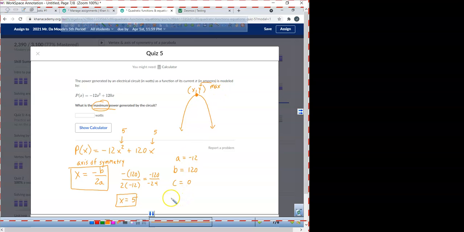So check this out. We're going to take negative 12. I'm going to open up a parentheses. I'm going to put 5. I'm going to square it plus 120 times 5. So if you guys would help me out here, do negative 12 times 25 plus 5 times 120, which is 600. So what is negative 12 times 25? Negative 12 times 25. Help me out. What you got? Negative 300? Okay. Plus a 600 means the maximum power would be 300.